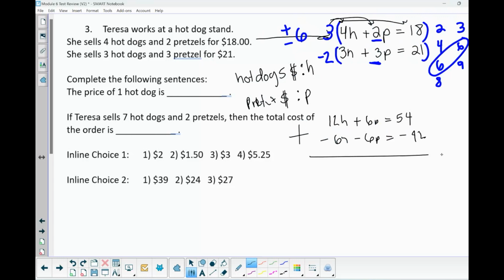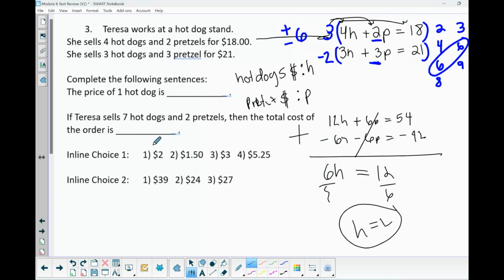And we add it like it's one big addition problem. 12 minus 6 is 6H. 6 minus 6 is 0. And 54 minus 42 is 12. Divide both sides by 6. We get H equals 2. So each hot dog costs $2. So we can answer that first one.